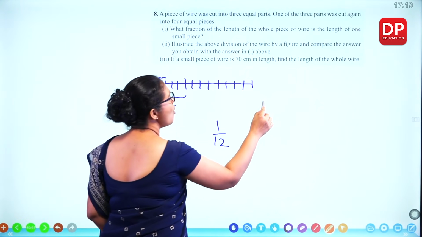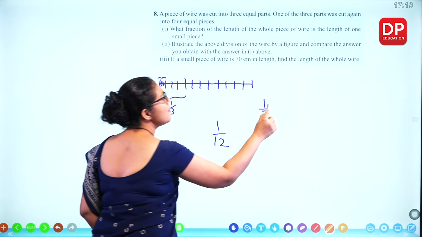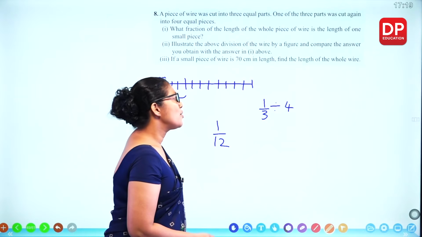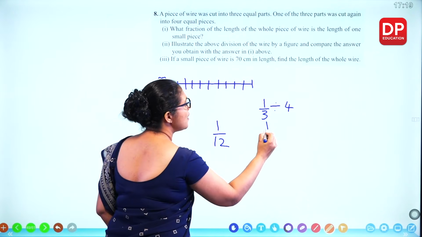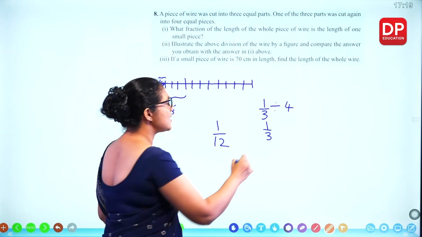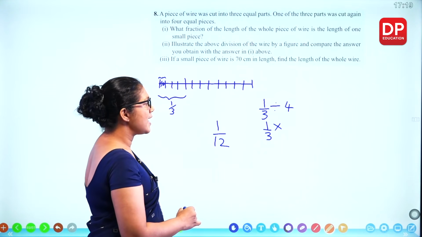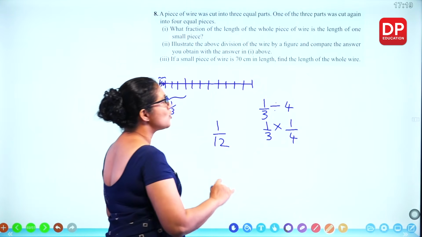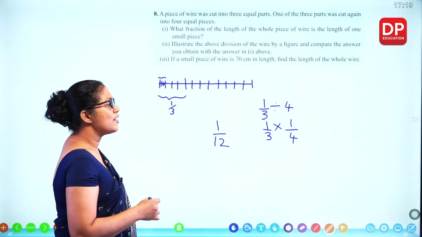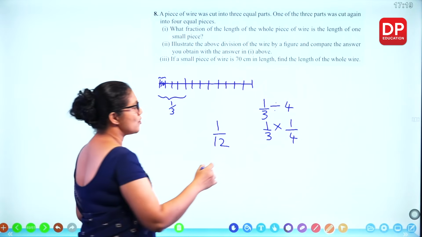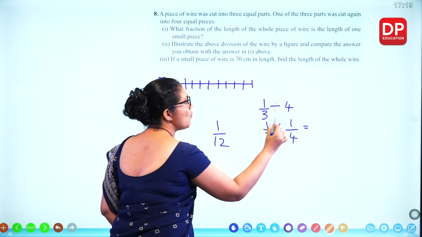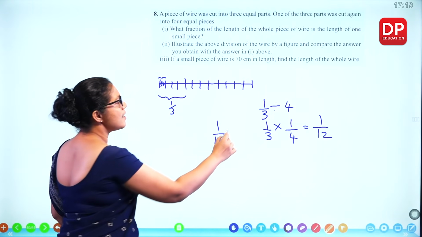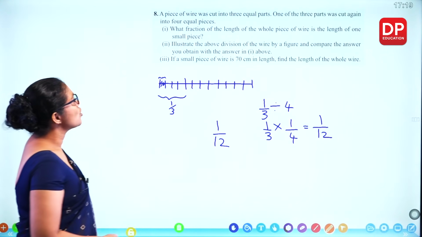Or you can use another method to find out that. So you can do 1/3, you are dividing it by 4. How you divide? So when you get division sign, you keep the first fraction as it is, switch the sign to multiplication and take the reciprocal of this. So you switch numerator to denominator and denominator to numerator. So then what you get when you multiply, 1 times 1 is 1, 4 times 3 is 12. So this is another method to find out the fraction.